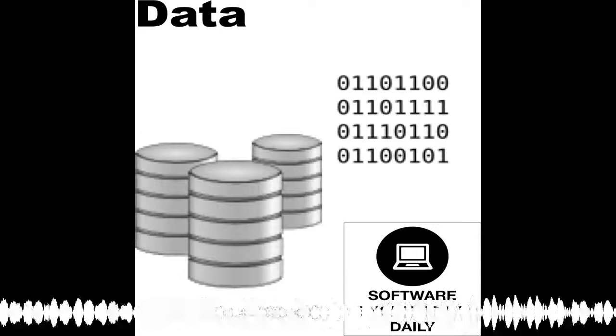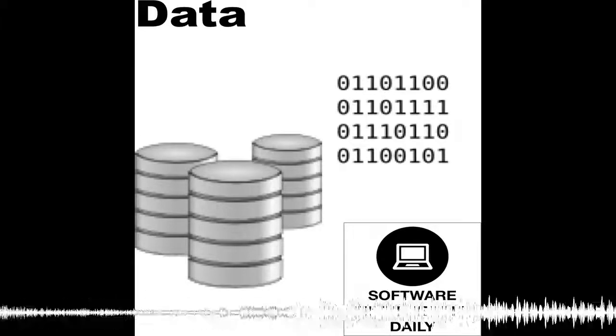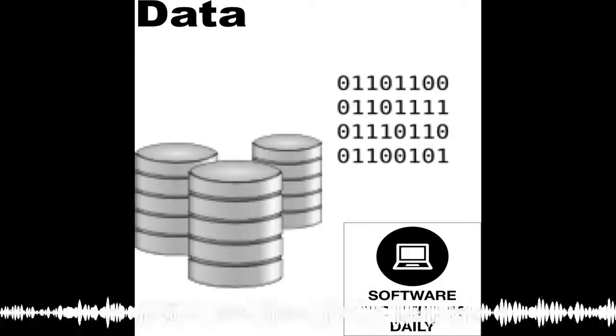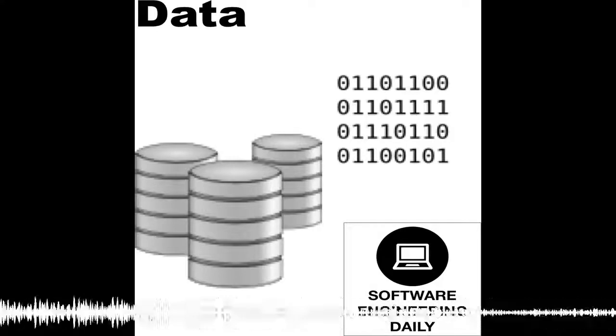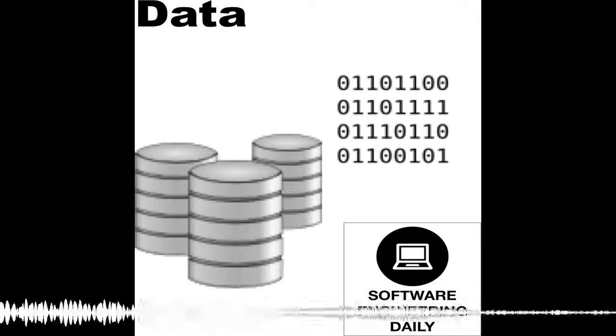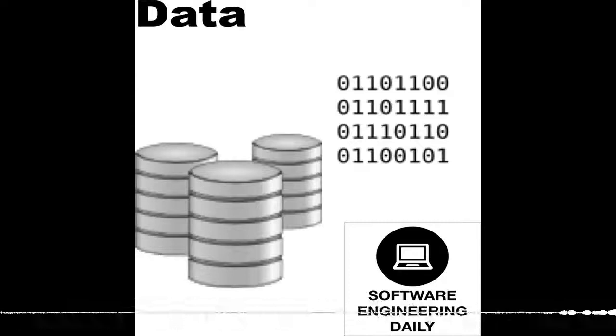Riak is an implementation of the Amazon Dynamo paper. So let's start by talking about that paper. To get some historical context on that paper, what did the landscape of distributed databases look like in 2007 when the paper was published? So I would say most people were working on relational database management systems.